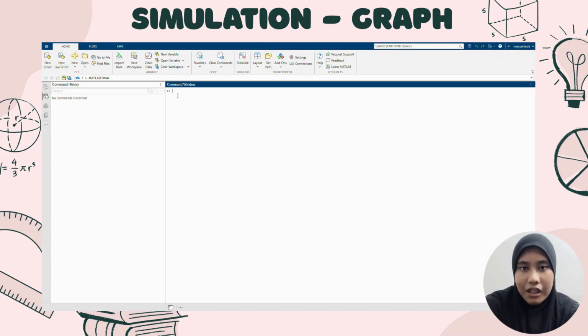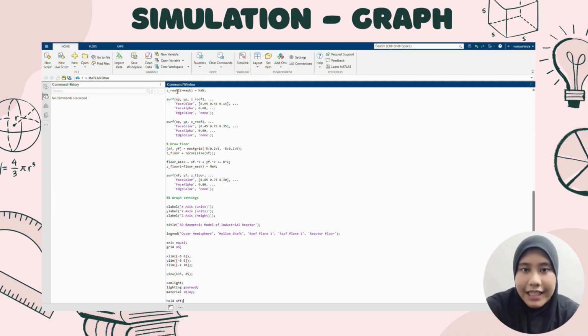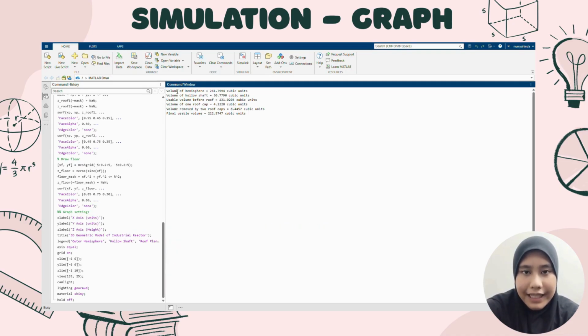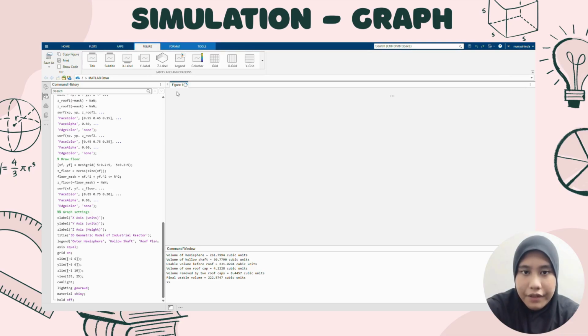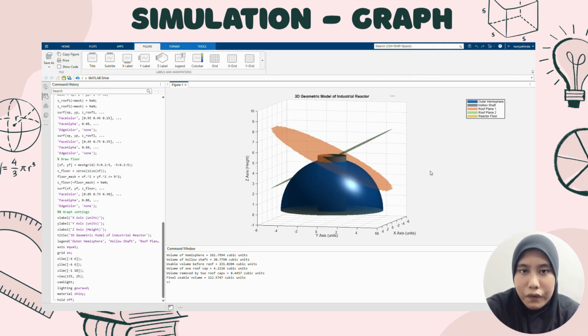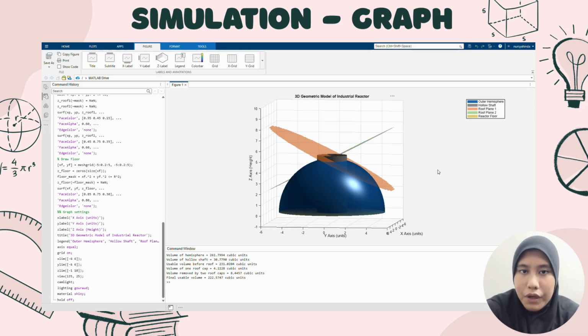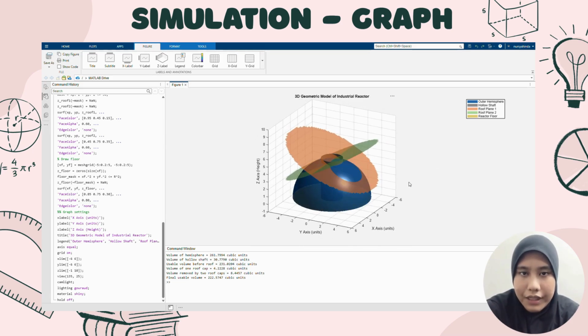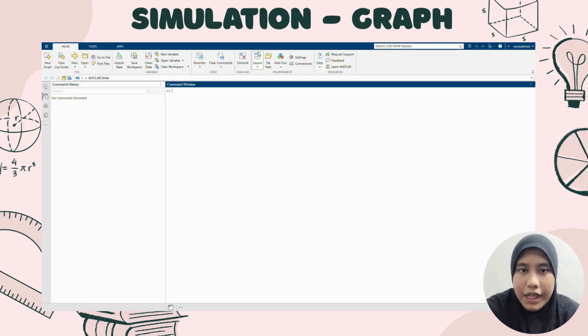This slide shows the result obtained from MATLAB. From the command window, MATLAB displays the calculated values step by step. The volume of the hemisphere is approximately 261.7994 cubic units. Then the volume of the hollow shaft is subtracted, giving the usable volume before the roof as approximately 231.0204 cubic units. Next, the volume of one roof cap is approximately 4.2228 cubic units.